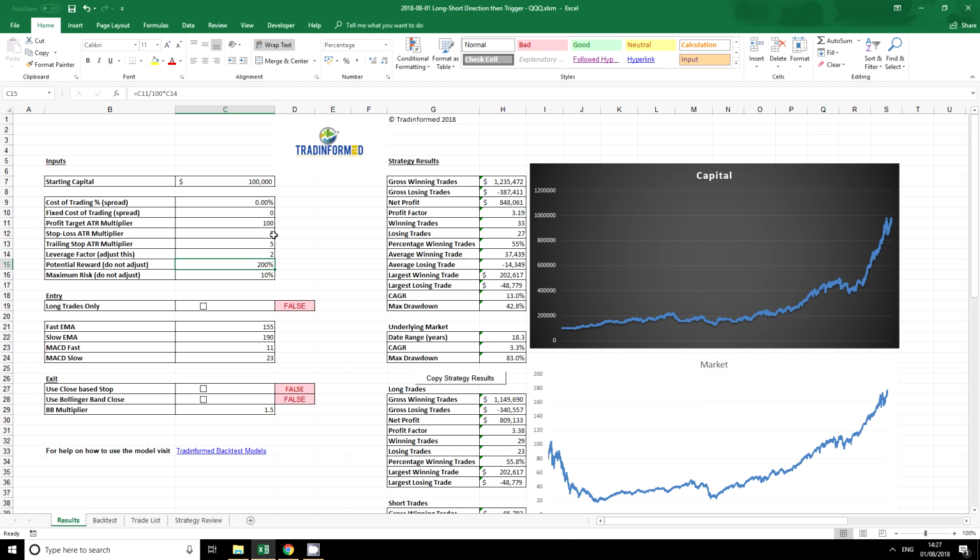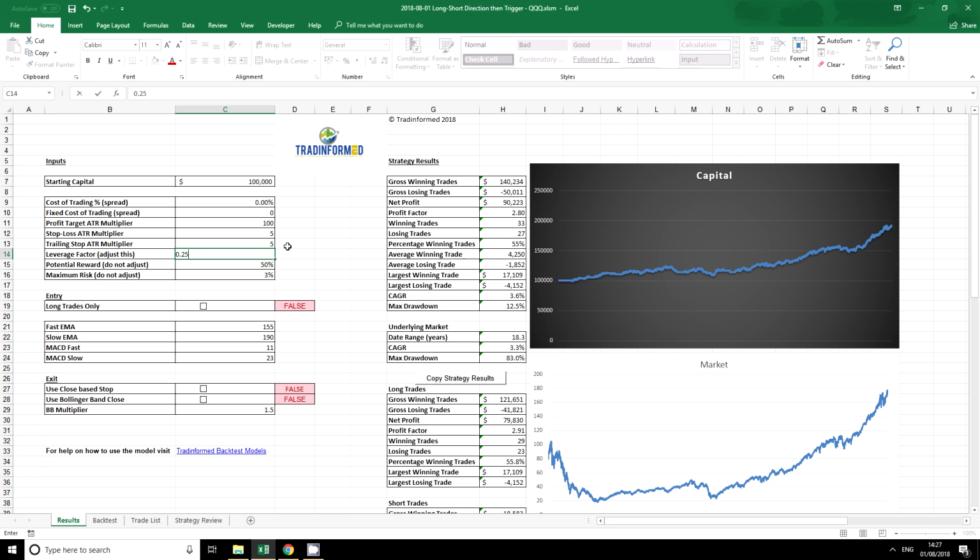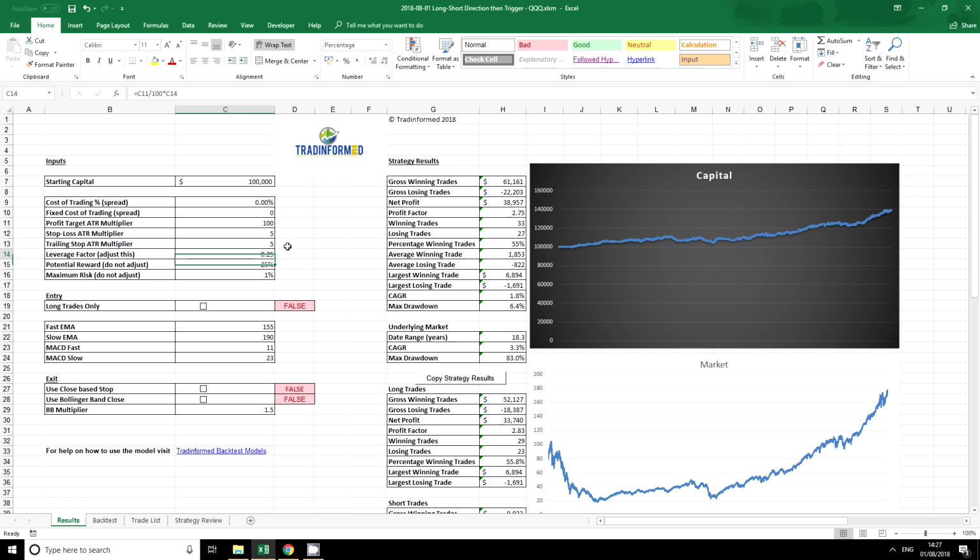But if this stop loss here of 5 times the ATR is hit, then our capital would reduce by 10%. A lot of the time we want to understand our maximum risk, and this is the way that we can do it using a Tradinformed model. If you want to take on less risk or simulate less risk, then you can adjust this to whatever value you like. And you can see that the risk, drawdown, and all the other values increase or decrease proportionately.